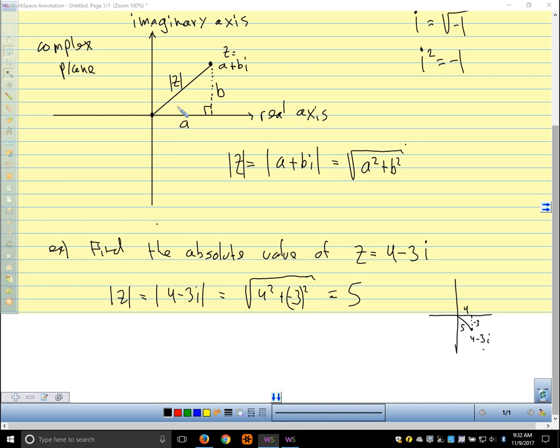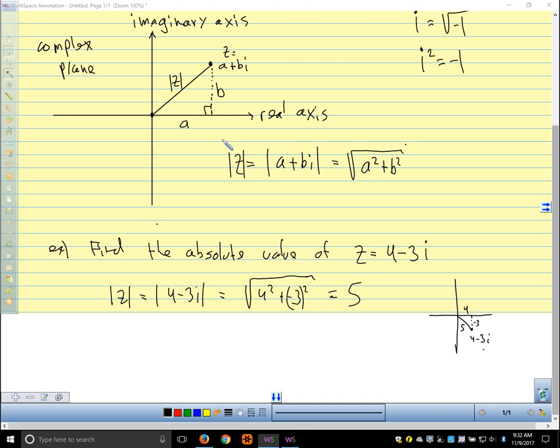All right, so absolute value for a complex number means its magnitude. It means how far away from the origin is it? It's the length of that little segment. It's the hypotenuse of this little triangle that we draw. All right, so we're good so far.